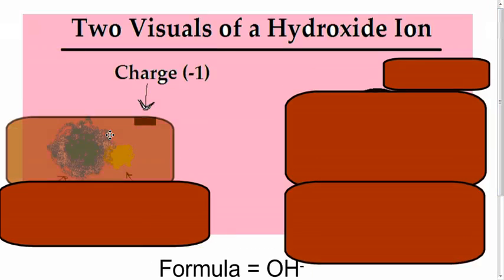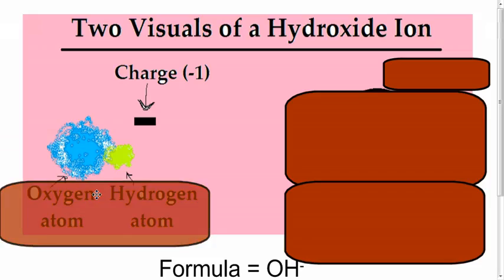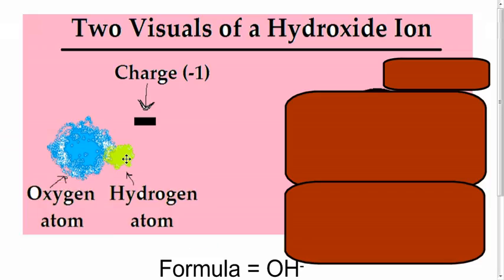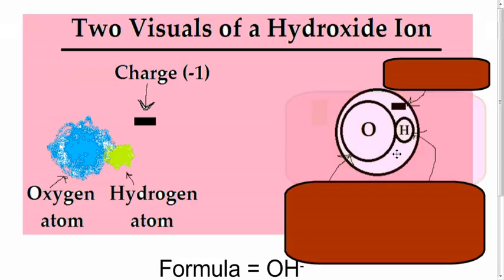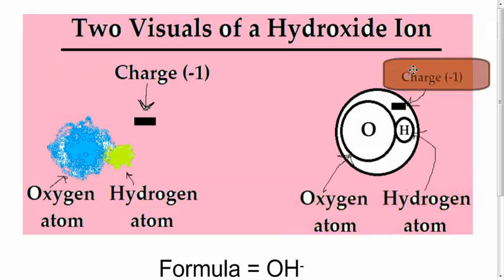Now, here's what it looks like. I've drawn it, where this is the oxygen atom and that's the hydrogen atom. It's got a -1 charge, all right? Here's another visual of it. It's got an O and an H. They're together, and the charge is -1.